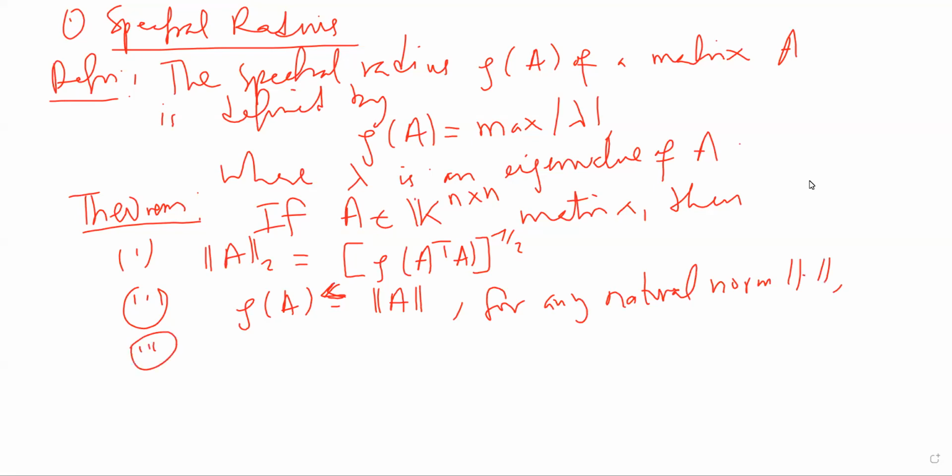Three, okay. So this theorem just connects the norm of the matrix to the spectral radius. The spectral radius, we have said, is the maximum eigenvalue. So here is an example for you to understand.